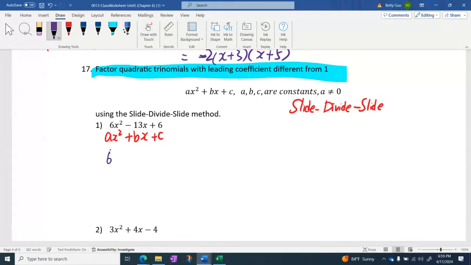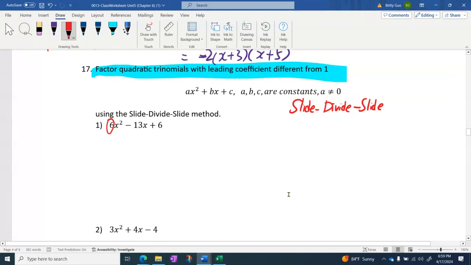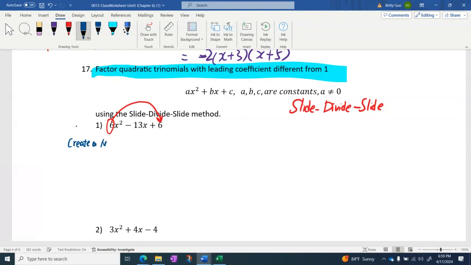We have 6. So we agree this is a quadratic trinomial with leading coefficient different from 1. And we don't like this leading coefficient, okay? We don't want it. We wish that leading coefficient was 1. So we can just slide it away to create a new trinomial with the leading coefficient 1. How do we get that done? We slide. So the first step, slide, right?